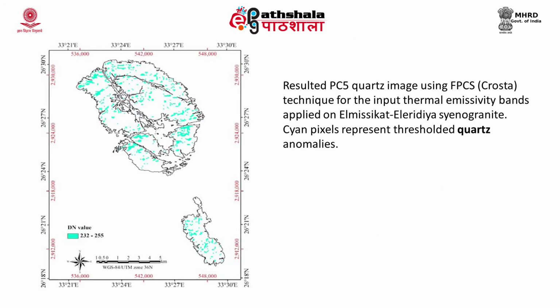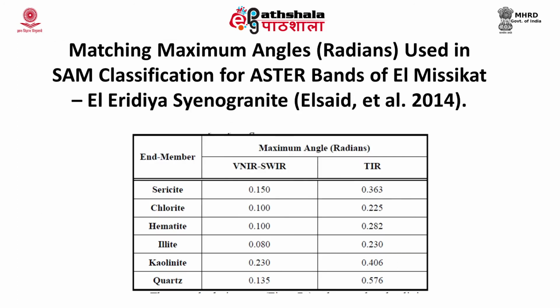So, here for the quartz anomaly, cyan color is given for the quartz. You can clearly distinguish the quartz anomaly. So, what have we learned? Using principal component analysis, in our target area we find out the mineral anomaly, and we can prepare a map. And the second method was SAM.